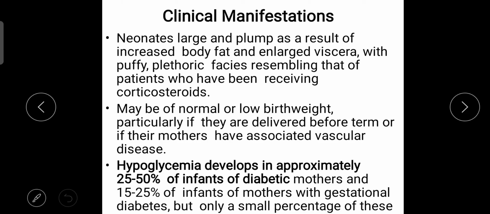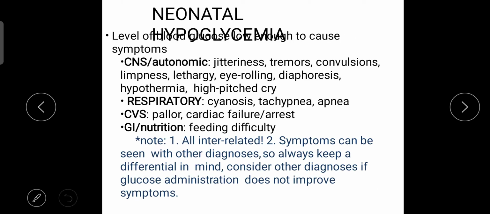Clinical manifestation: the neonate is large and plump as a result of increased body fat and enlarged viscera, with puffy plethoric faces resembling that of patients who have been receiving corticosteroids. They may be of normal or low birth weight, particularly if they are delivered before term or if their mothers have associated vascular disease. Hypoglycemia develops in approximately 20 to 50% of infants of diabetic mothers and 15 to 20% of infants of mothers with gestational diabetes, but only a small percentage of these have symptoms.